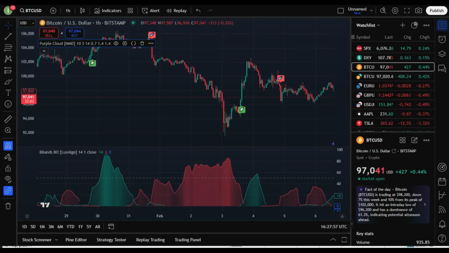What is the most profitable indicator in TradingView? This is the question that I get very often, and today I will provide an answer about one very interesting indicator. The name of this indicator is Purple Cloud.